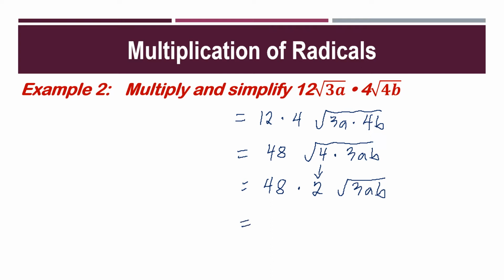Next, 48 times 2 is equal to 96, and then bring down square root of 3ab. This now will be our product.